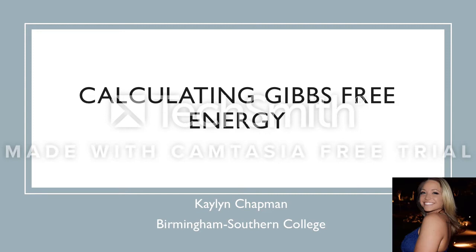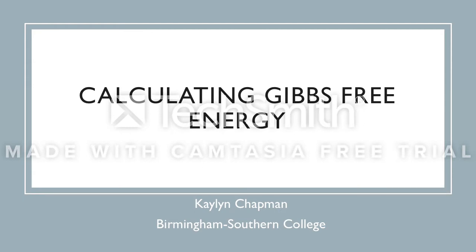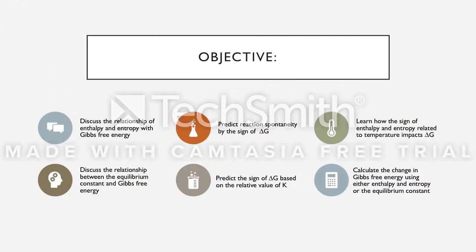Today we'll be discussing how to calculate Gibbs free energy. The objectives of today's video are to discuss the relationship of enthalpy and entropy with Gibbs free energy, to predict if a reaction will be spontaneous or non-spontaneous by the sign of delta G, to learn how the sign of enthalpy and entropy relate to temperature and how that impacts delta G, discuss the relationship between the equilibrium constant and Gibbs free energy, predict the sign of G based on the relative value of K, and to calculate the change in Gibbs free energy using either enthalpy and entropy or the equilibrium constant.